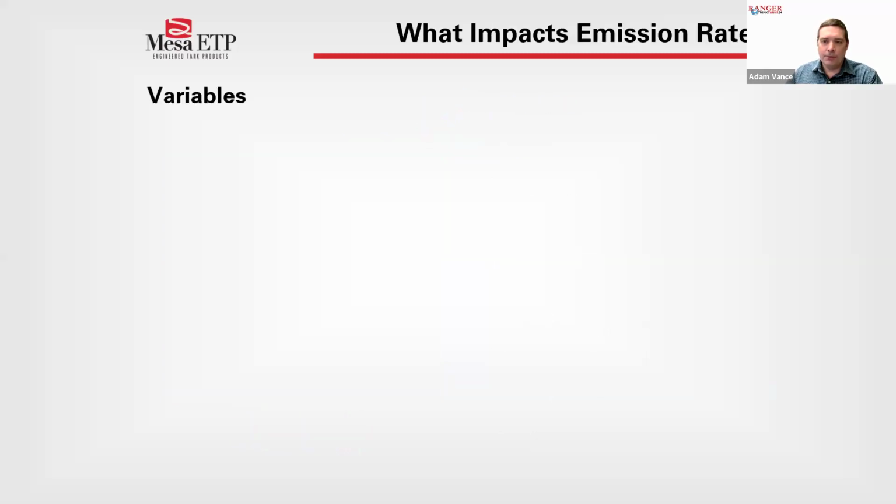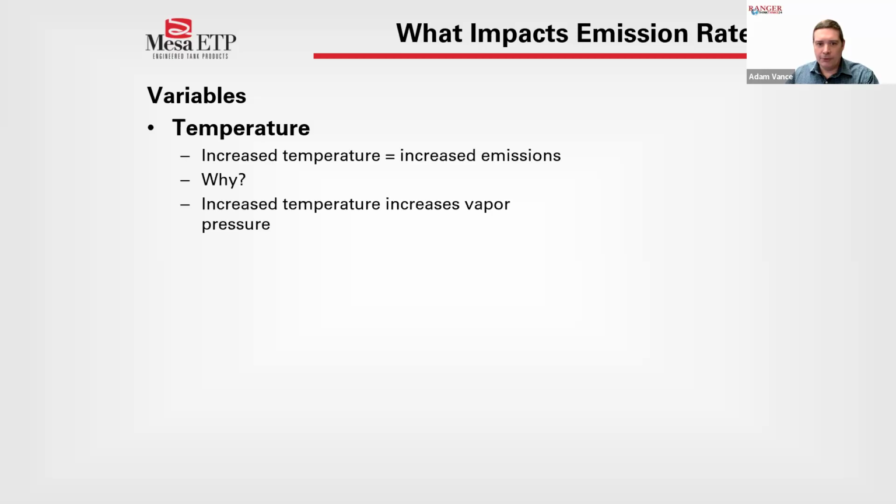Okay, so now that we have this vapor pressure, what does that mean? What really impacts the emissions rate? How does that play into that? So there's 3 main variables that will impact the emissions rate by impacting the volatility of the fluid stored. The first variable that we look at is temperature.